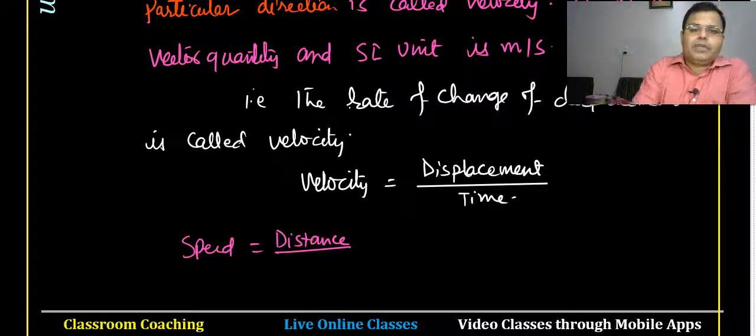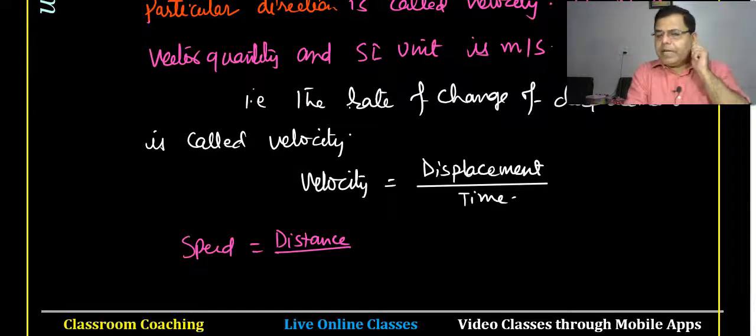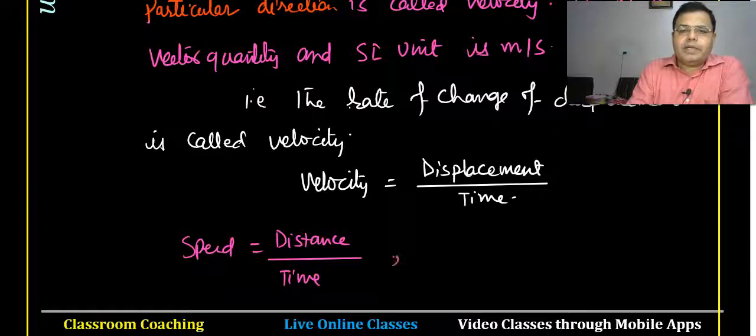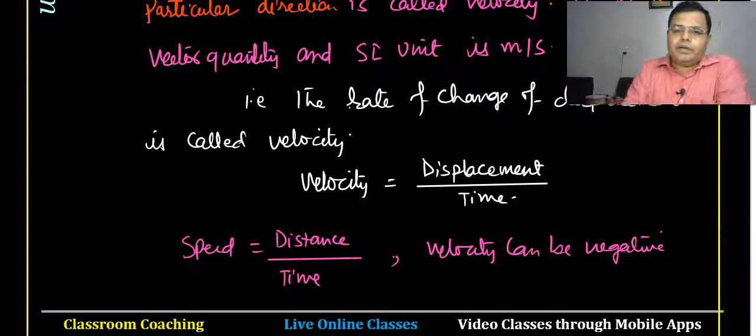As we know that displacement can be negative, positive or zero, velocity can be negative, positive and zero as well, right? This is displacement upon time, so velocity can be negative as well, because of direction.